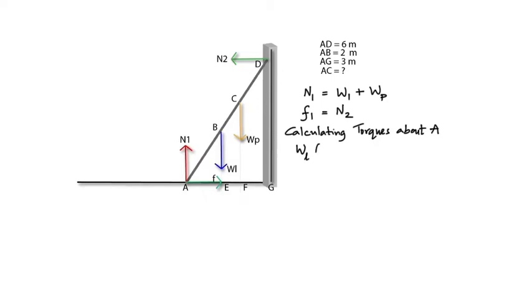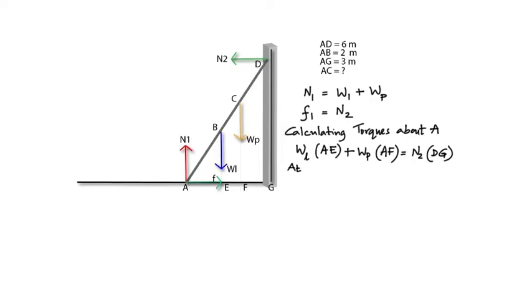Therefore, WL times AE plus WP times AF should be equal to N2 times DG. Now why DG? Because DG is the perpendicular distance between the line of action of the force. Now watch this carefully. That's the line of action of the force. This is the point. So that's the perpendicular distance, right? That is the line of action of the force. That's the point. So that's the perpendicular distance, and that is exactly the same as DG.